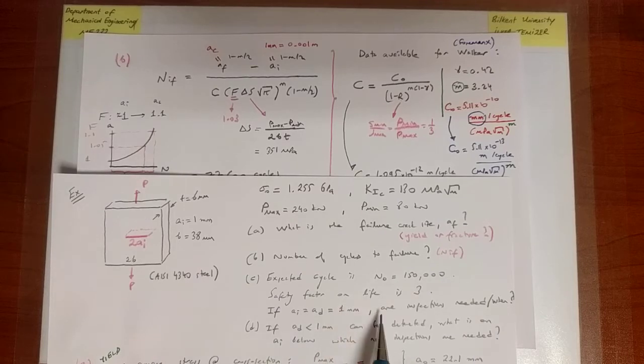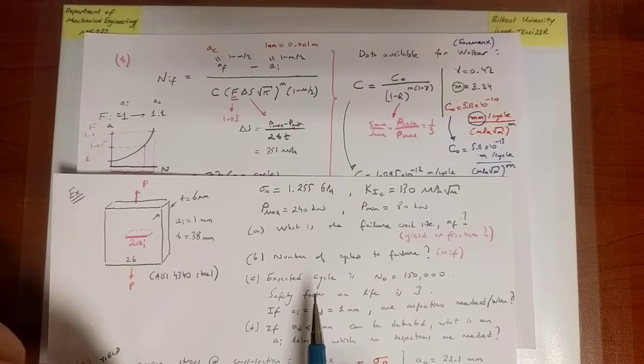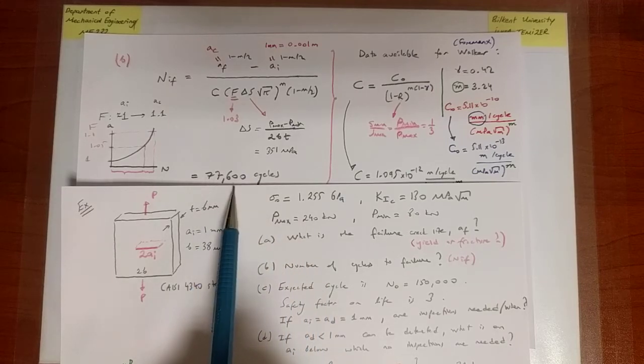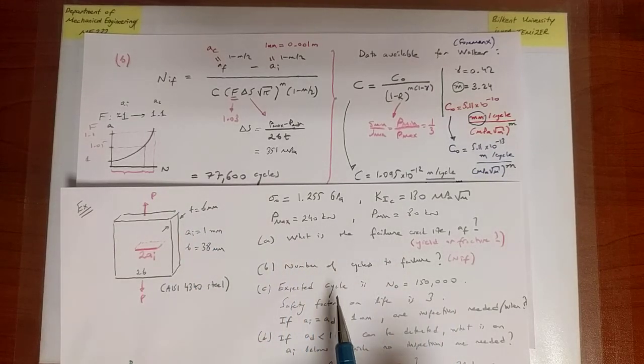Okay, so we're going to base our argument on the result that we have just determined, which is the fact that the number of cycles it takes for the crack to grow to the final value is 77,600. Now, the expected cycle is 150,000 cycles, and we want a safety factor of 3. The question is, do we need inspections and when? So think about that for a second by pausing the video.